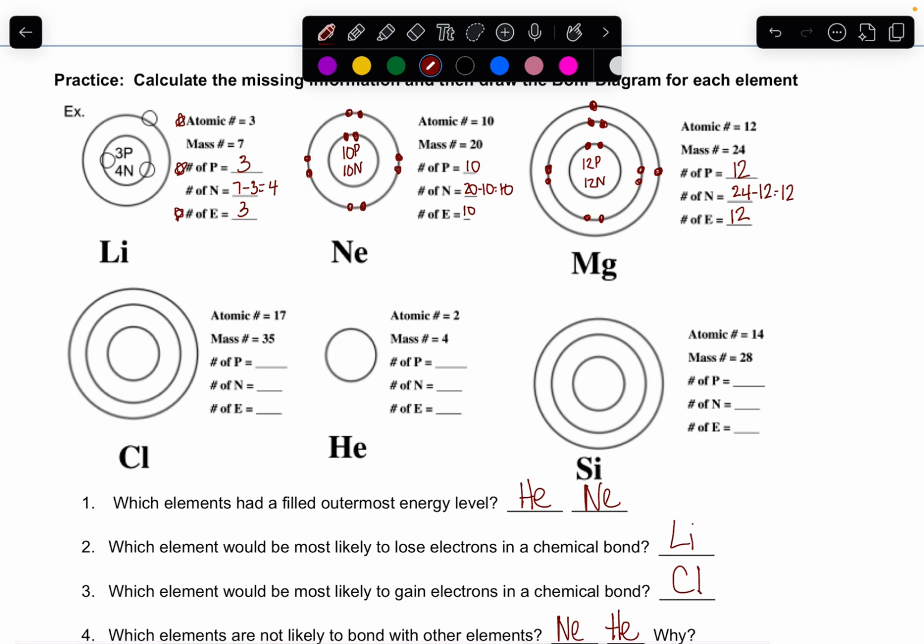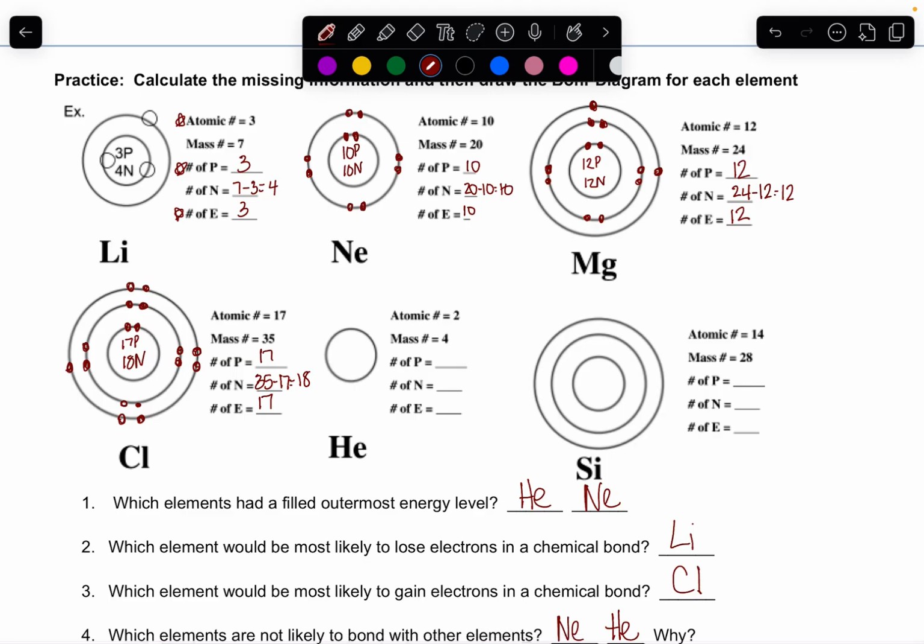Cl is chlorine. I have an atomic number of 17, which means I have 17 protons and 17 electrons. I have 35 for my mass, minus 17 protons gives me 18 neutrons left. So I put my protons and my neutrons in the middle, and then I start placing my 17 electrons. 1, 2, in my first energy level. 3, 4, 5, 6, 7, 8, 9, 10. Not done yet. 11, 12, 13, 14, 15, 16, 17.